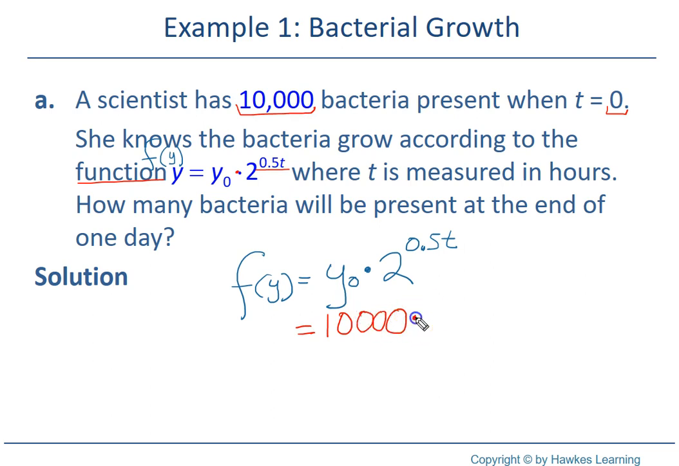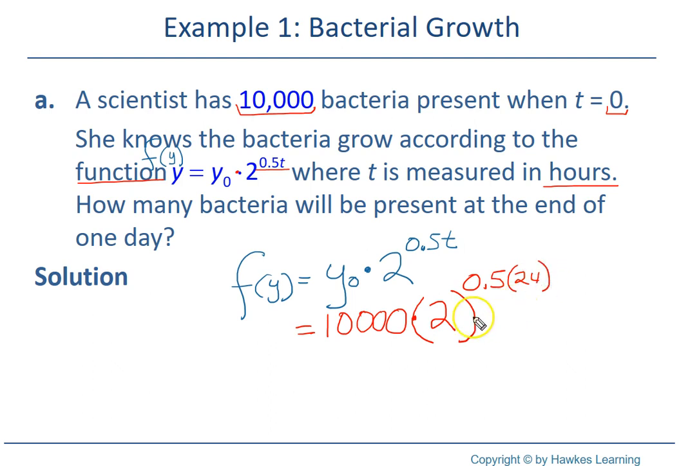You're going to multiply. Now remember, you always do the exponent part first. So I'm going to put this in a parenthesis here and say this is going to be 2 to 0.5. And they want to know for our time in 1 day. Well, remember, we're measuring this in hours. So how many hours in a day? And the answer is 24.